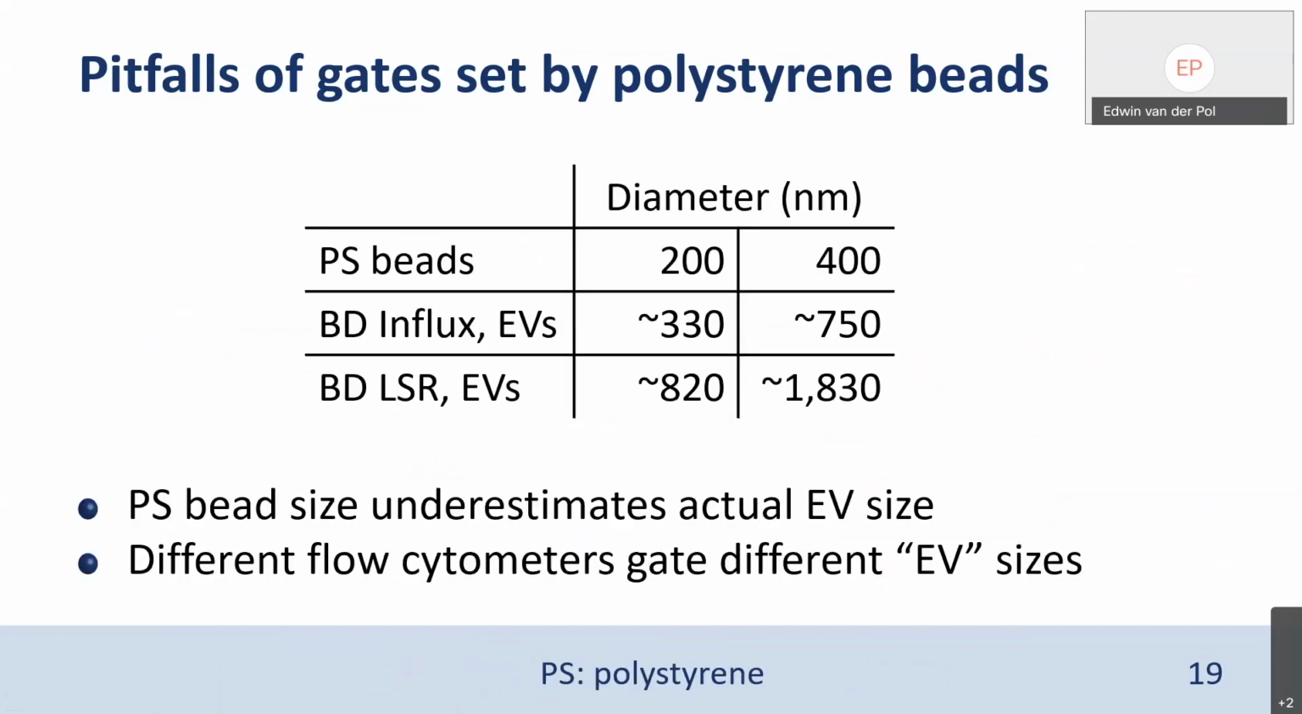So just to summarize this, you take the polystyrene beads, 200 and 400 nanometer, and with the same scattering intensity on the BD Influx, you measure 330 to 750 nanometer EVs. And on the BD LSR, you would measure 820 to 1830 nanometer EVs. So first, polystyrene bead sizes underestimate the actual EV size, and second, different flow cytometers gate different EV sizes using polystyrene bead gates.